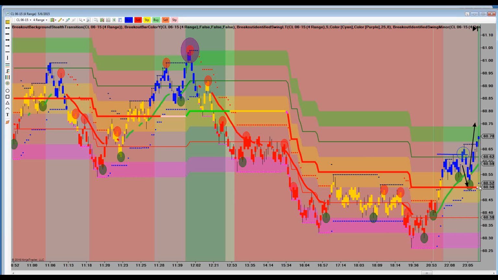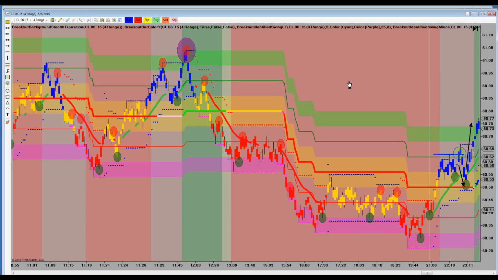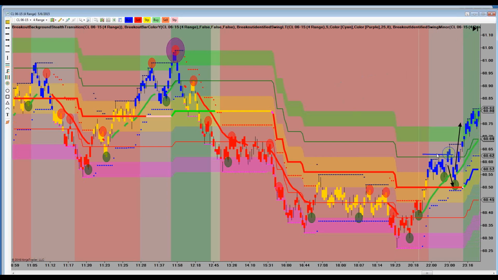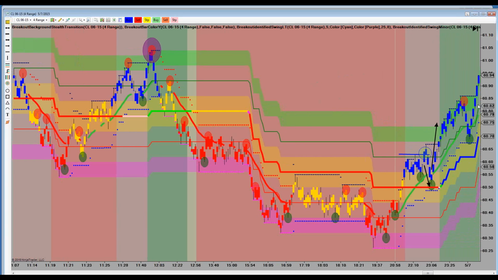I know, we're going to wrap up here. I'm going to do one more of these, okay? Is everybody clear about that? Does everybody see that? It's right here. When it breaks that swing, that's it. Now the trend is up. You're looking for pullbacks. You get one right here.